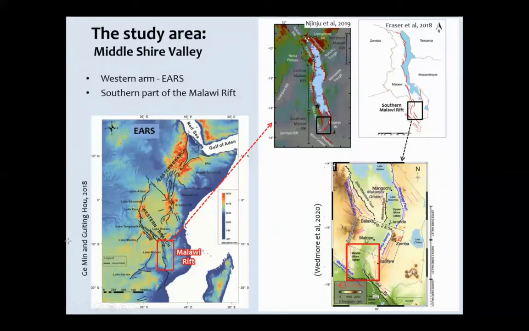The bottom map tries to show our area in relation to the main tectonic features, of course also trying to integrate the various interpretations by Njinju and Fraser et al. to include other structural features that are not shown. What is interesting to see here is that the main Zomba fault connects the Upper Shire Basin to the Lower Shire Basin through the Middle Shire, the area that is shown in the red square, which is our study area.